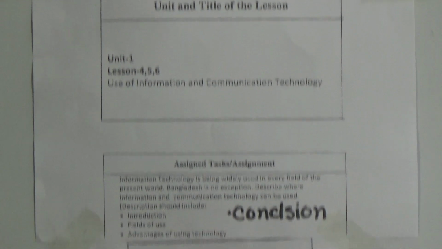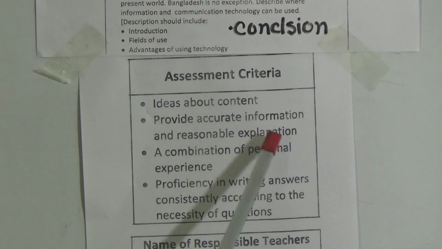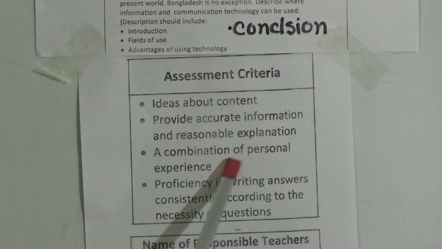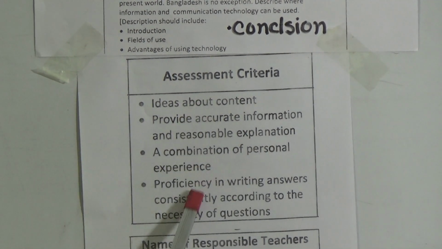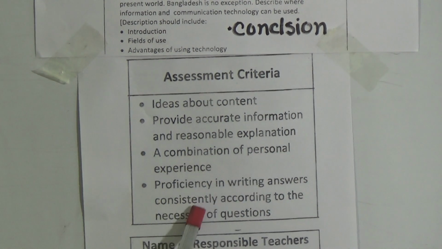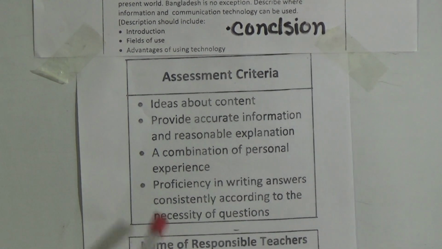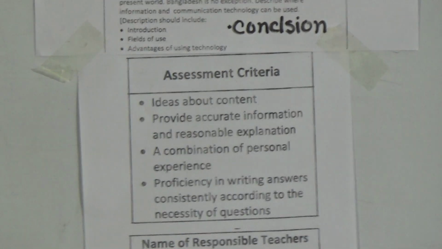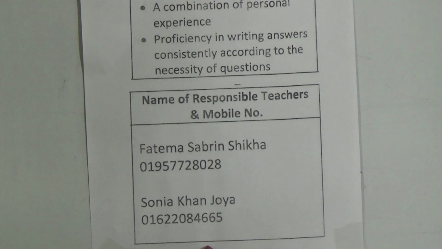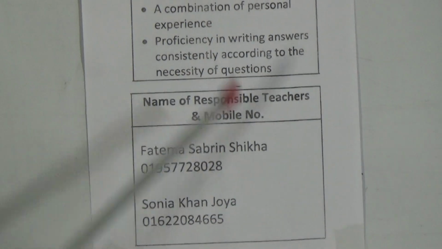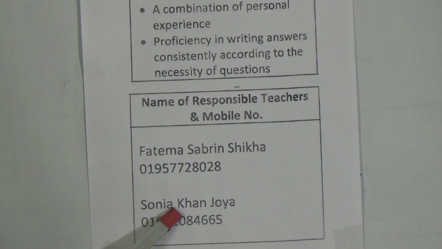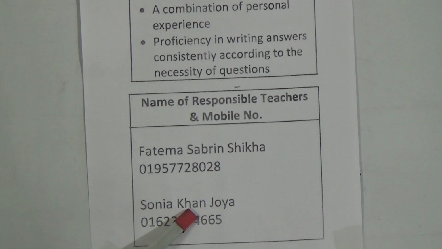Assignment criteria is ideas about content, provide accurate information and reasonable explanation. A combination of personal experience, proficiency in writing answers consistently according to the necessity of questions. And you have to provide the information of teacher. That means you have to write the teacher's names and mobile numbers. I have given my name and phone number, and another teacher, Sonia Khanjoya; you have to write the teacher's name and her phone number.